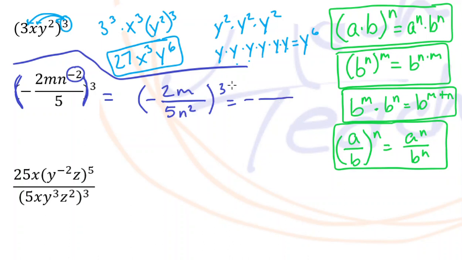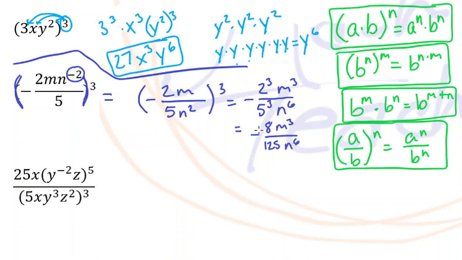Then 2 cubed, well, let's write it out. 2 cubed, m cubed, 5 cubed, and then n squared cubed is 6 power. And so we can round this out as negative 2 cubed is 8, m cubed, 5 cubed, 5 times 5 is 25, times 5 is 125, n to the 6 power.